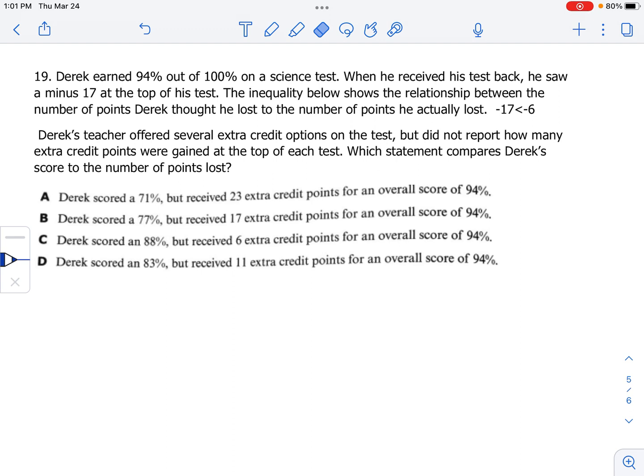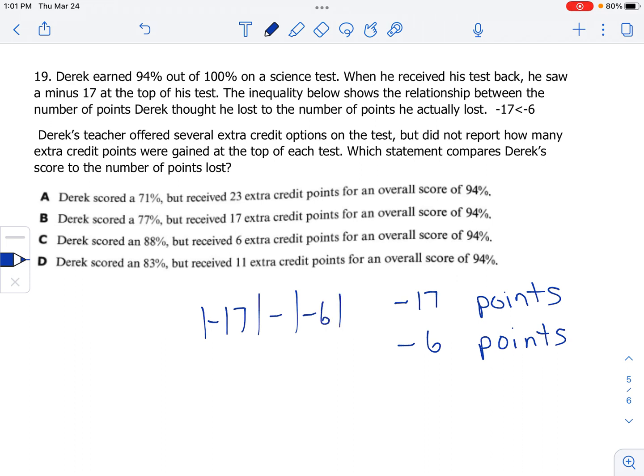Okay, so he thinks he lost 17 points. Minus 17 relates to the points lost. So he actually lost 6 points. So we want to know what's the difference between these two. Right? That's going to account for his extra credit. So we can take the absolute value of them to figure out what's the difference between them. 17 minus 6 is a difference of 11. So that means he gained 11 points, right, in extra credit.